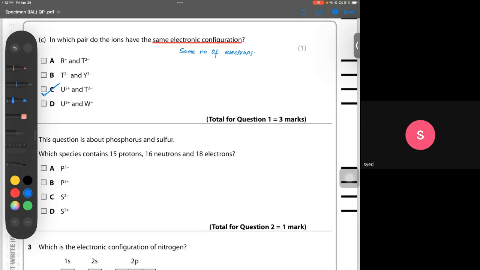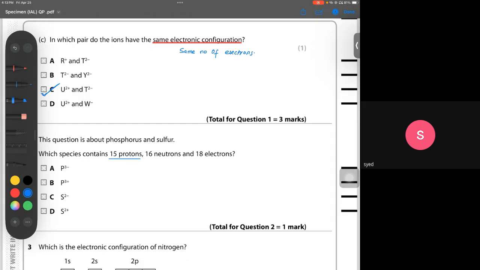Which species contains 15 protons, 16 neutrons, and 18 electrons? So, 15 protons. Proton number is the identification of the particular element. Now, you will go to the periodic table and you can see what is 15. Of course, it's phosphorus. It's not sulfur. Sulfur is 16. It may be A, it may be B.